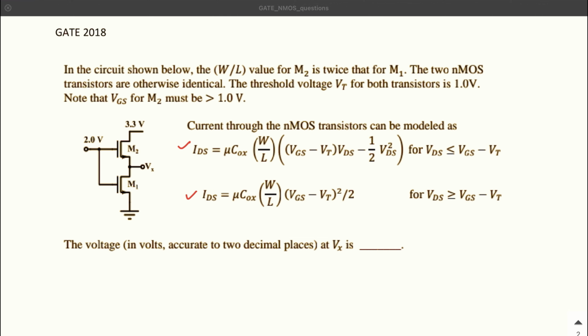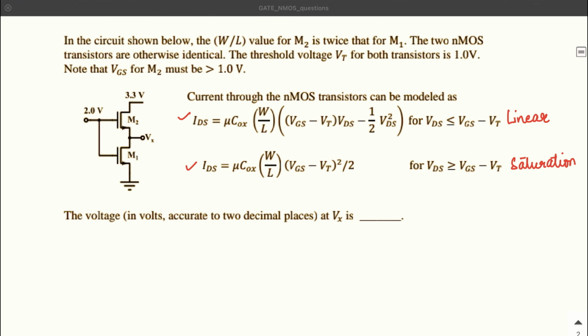So let's get started with this question. How do you do this? First of all, you should find out what is the mode of operation of each of the transistors. And based on that mode of operation, you may come up to using either this equation, which is for the linear mode, or this equation, which is actually for the saturation mode. Let's first work out for the transistor M2. Now for M2, this is the drain, this is the source and the gate terminal, depending on the voltages and the diagram given to you.